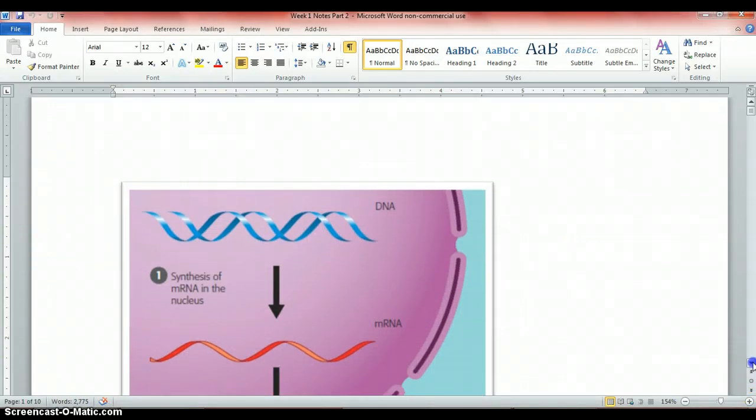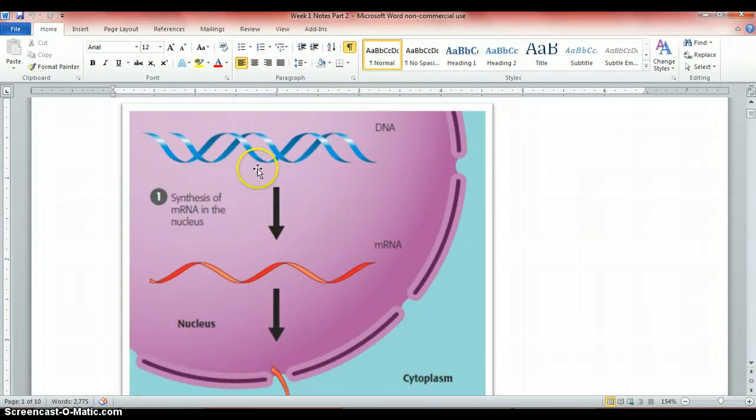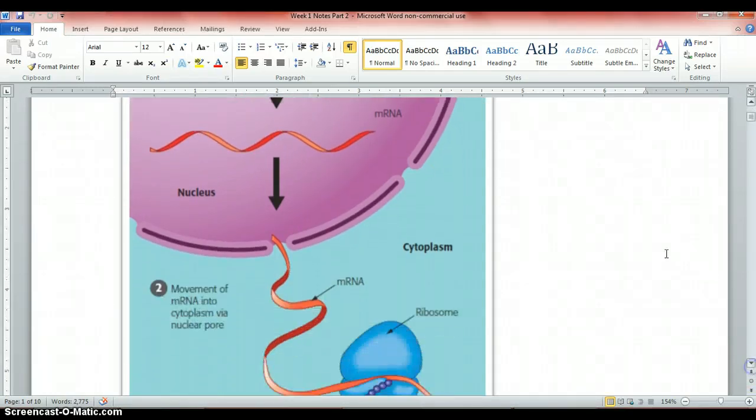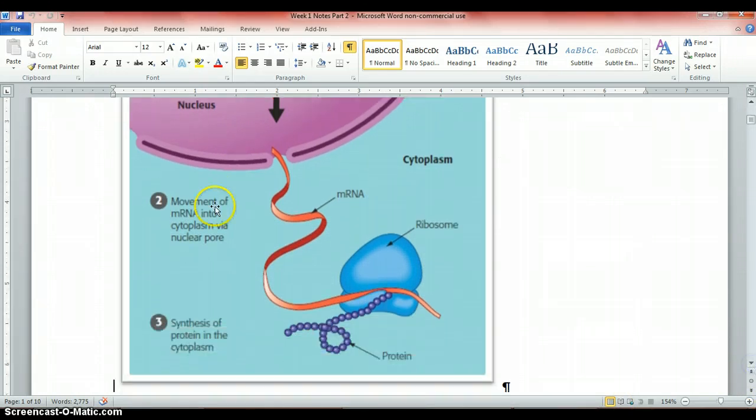Here is an image of what we just talked about, right? So the DNA goes to the mRNA. The mRNA plunks through the nucleus into the cytoplasm, and there the mRNA hooks up with the ribosome to create our protein.